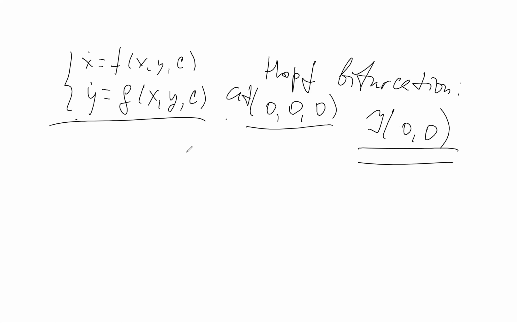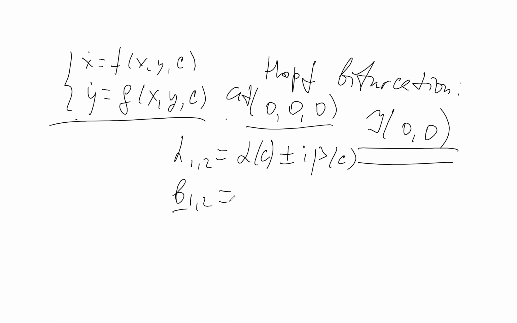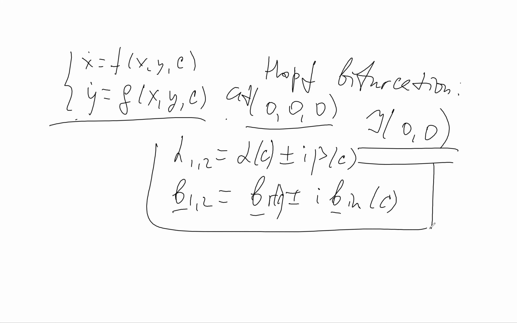The Jacobian should have eigenvalues lambda 1, 2 equal to alpha, a function of c, plus minus i times beta, a function of c. And b1, 2 I will keep also, b real plus minus i b imaginary, the eigenvectors, which are also functions of c. Now, I will derive the conditions for Hopf bifurcation, hopefully, if I remember this correctly.